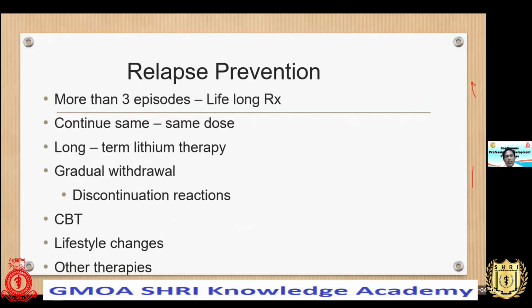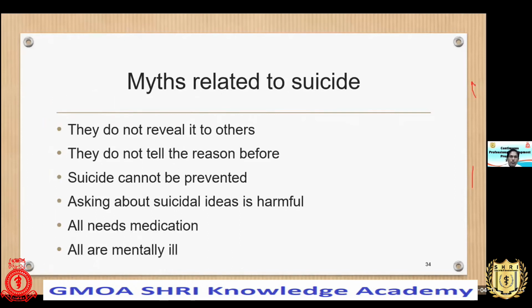Relapse prevention: if it is more than 3 episodes, we sometimes have to give lifelong treatment, no other option. And then we continue the effective smaller dose. And then sometimes we give long-term lithium therapy as a mood stabilizer. And then add cognitive behavioral therapy, psychological therapies, and advise some lifestyle changes and other therapies.